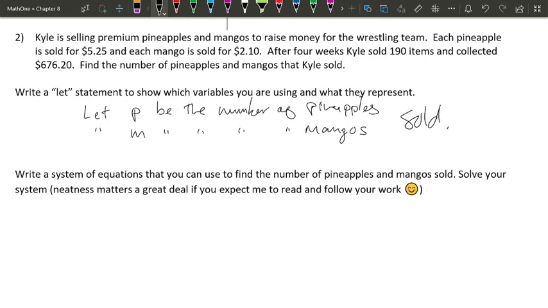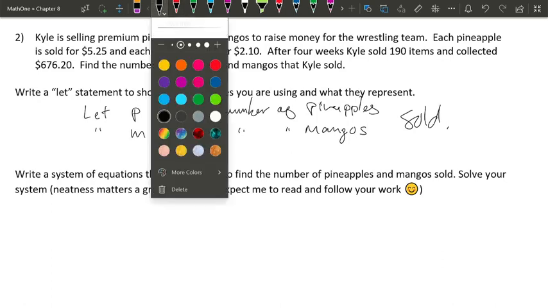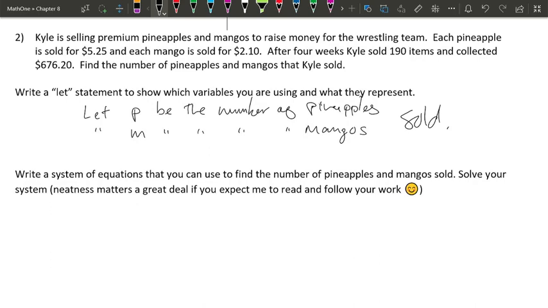All right, so I know what my variables are. I've got P, I have M. Let's move from there. I'm told that I sold a total of 190 items. Some of them were pineapples, some of them were mangoes. So one of my equations certainly could be that P plus M, the number of pineapples plus the number of mangoes, equals 190 items sold.